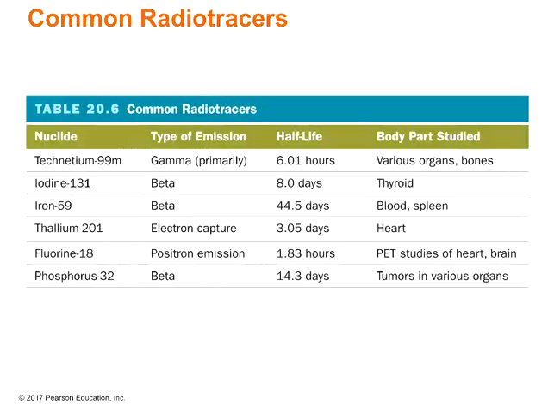So there are different radiotracers we can use. Let's see. Iodine-131 can be used to study the thyroid. We can use iron-59 to study the blood. We can use thallium-201, which uses electron capture, to study the heart. And then fluorine-18 is used to study the heart and the brain. And then phosphorus-32 is used to study tumors. So we can then detect tumors in a patient.